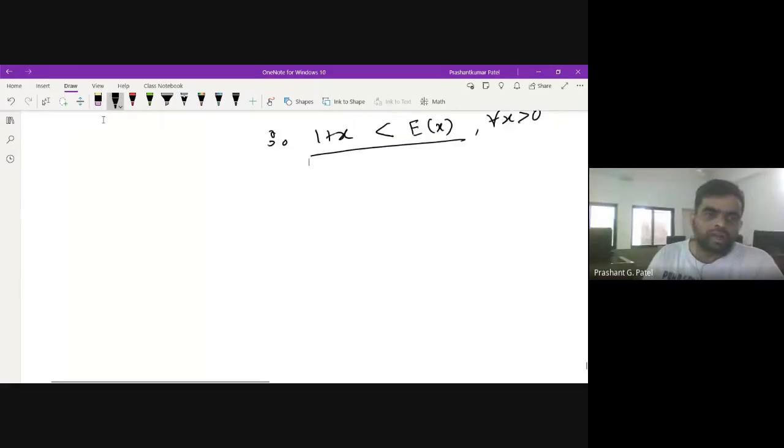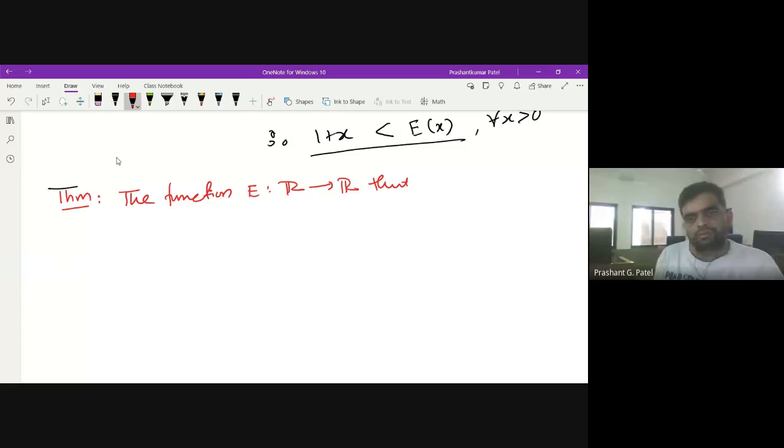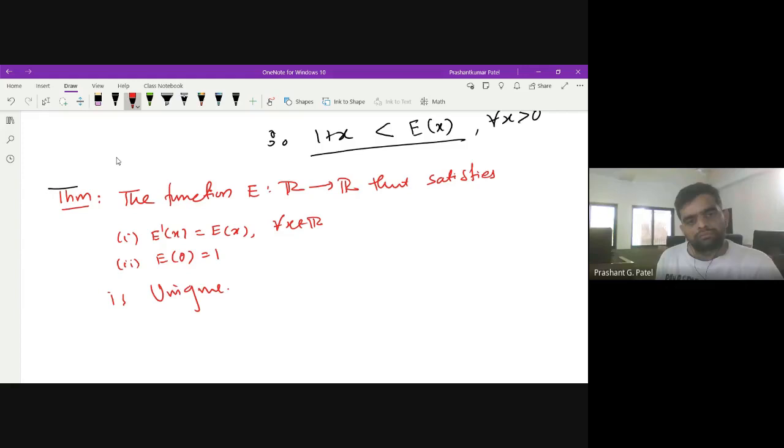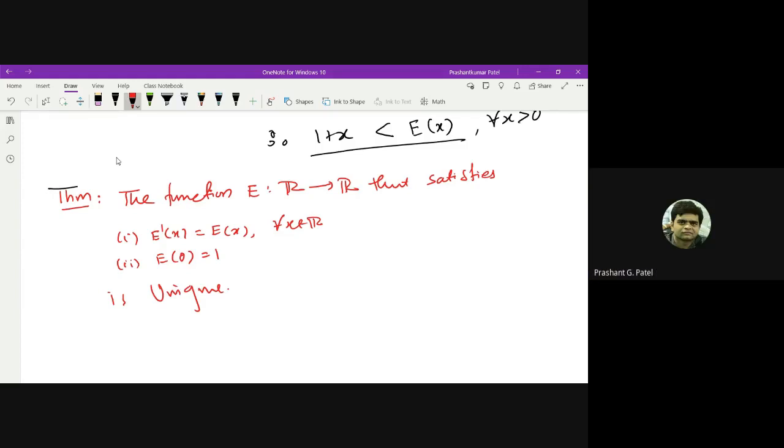Now the next result we are discussing is the uniqueness of this exponential function. So the function f, or e, which satisfies the two properties, the first one is e dash of x is itself for every x in R, and the second is e of 0 is 1, is unique. It means if such a function exists, we have already proved the existence of e, then that function is unique. It has to be a unique function.